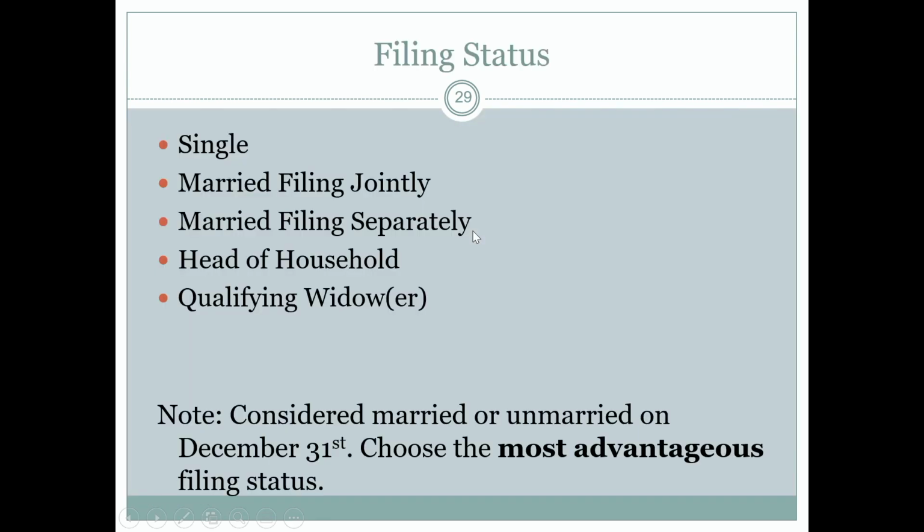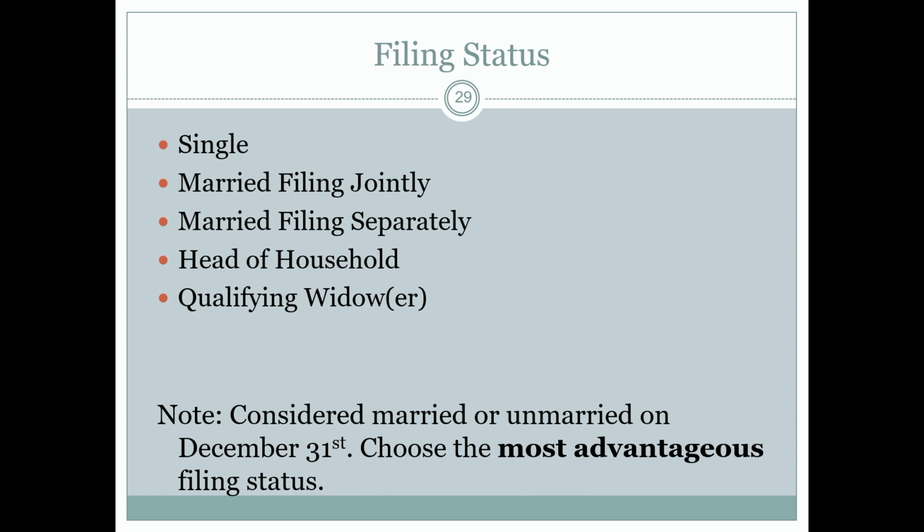We have 5 different filing statuses, and for most of them you will determine whether the person qualifies or not based on whether they are married or unmarried, or considered unmarried, on the last day of the year, which is December 31st. And your job is to choose the most advantageous filing status that the taxpayer qualifies for.